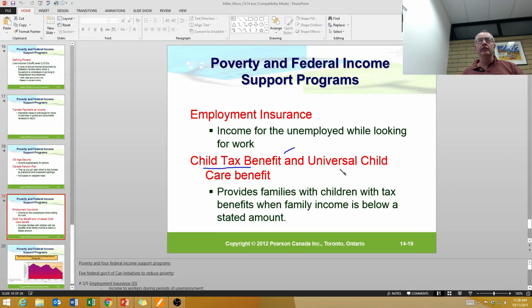And then finally, there's the universal child care benefit. It's a federal program to help people afford daycare. Not terribly generous, but anyways, it's a bit of something. I think it's changing this election, but I can't remember.